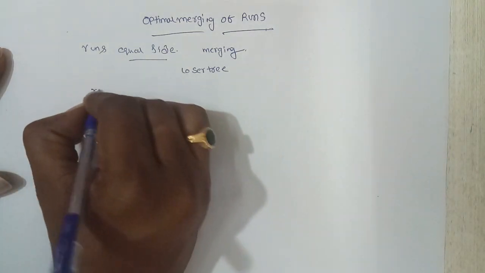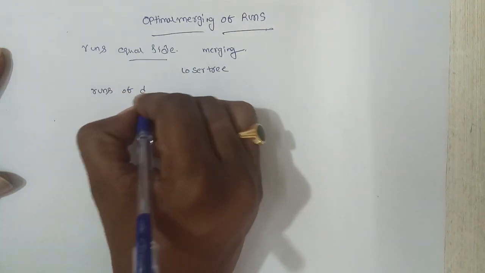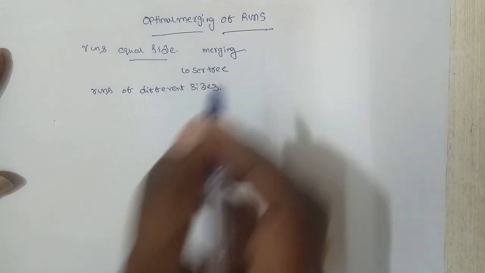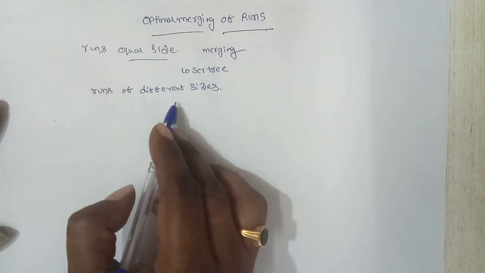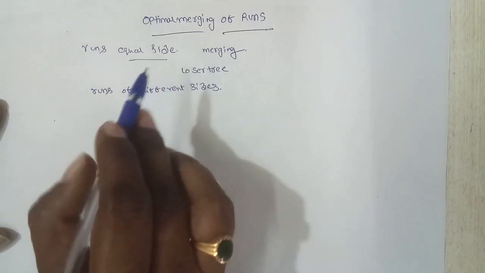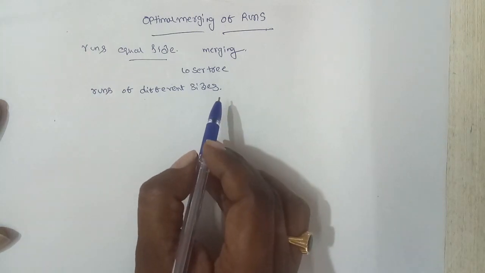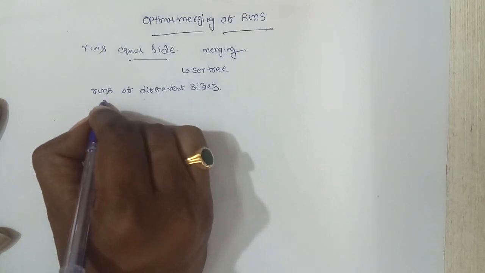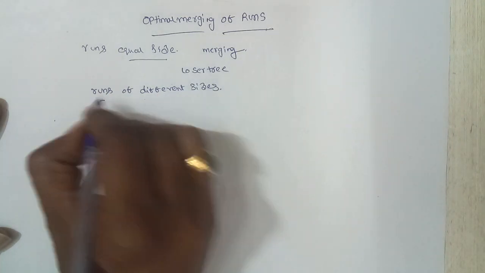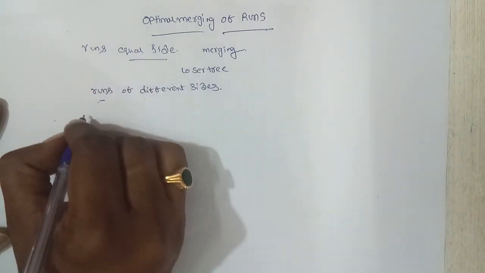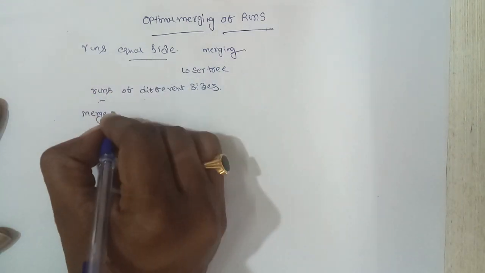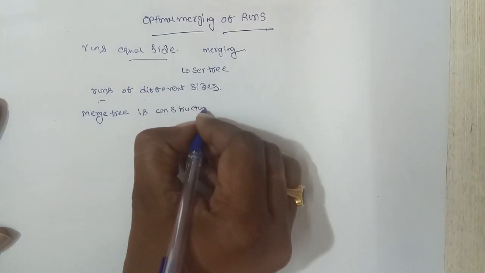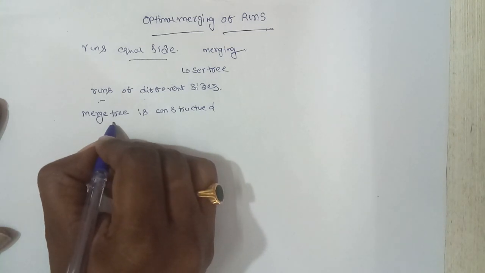But here the question is, consider the runs of different sizes. Then how to perform the merge operation optimally? Optimal means to get the best result. In this session we will discuss this concept, that is merging of the runs with different sizes. For that purpose, a merge tree is constructed for merging the runs of different sizes.